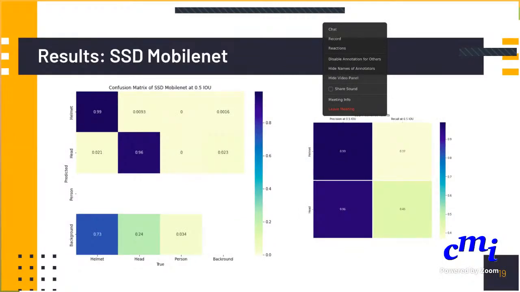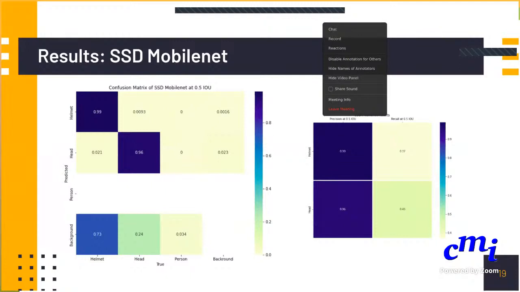So as you can see, it has even better precision, that is 99%, but the recall is 0.037. Most of the data is actually going into the background. If it is classifying 100 images as a helmet, 99% are correct. But it is not able to classify around 1400 images at the same time.